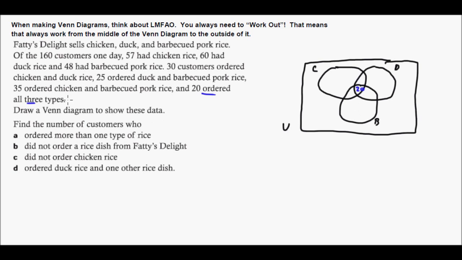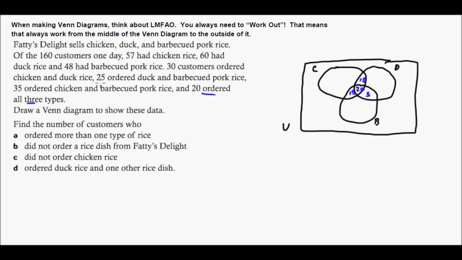Okay, now the thing is, it says 35 ordered chicken and barbecue. Well, we don't put a 35 there, because if they said chicken and barbecue only, then we would put a 35, but we don't. So we need to actually do 35 minus 20, which is 15. So we need to put that there. Now 25 ordered duck and barbecue, so it's 25 minus 20, which is 5. And then 30 ordered chicken and duck, so 30 minus 20 is 10.